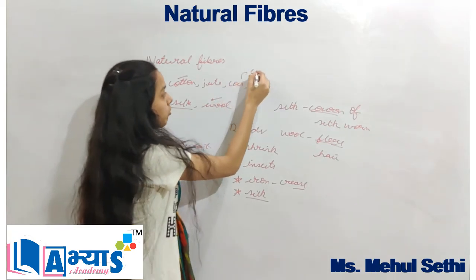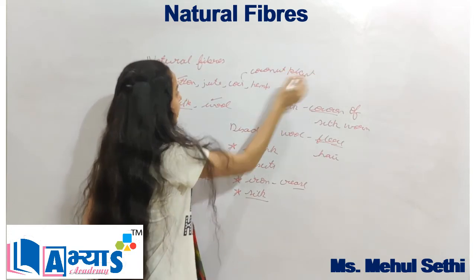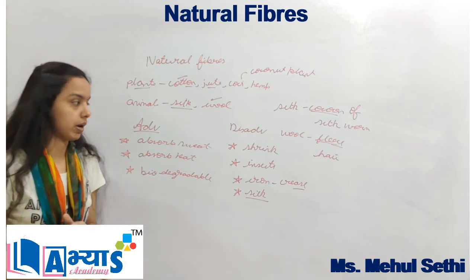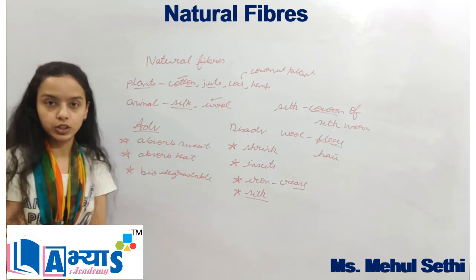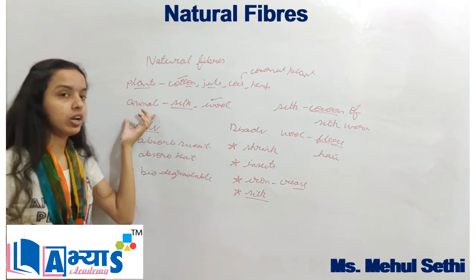Coir is obtained from the coconut plant. And jute and cotton are directly obtained from the jute plant and the cotton plant. So this was the concept of natural fibers, which include those fibers which are obtained from either plants or animals.